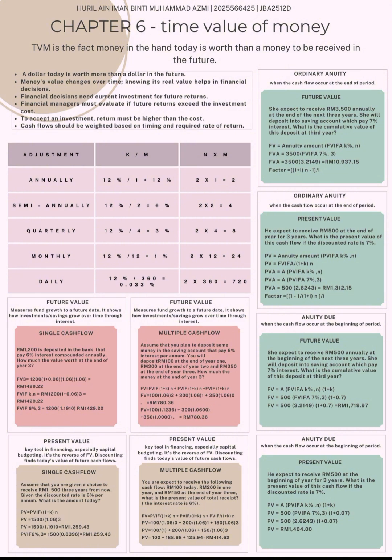For annuity due, we also have future value and present value. For future value, we use A times FVIFA, rate and year, times (1 plus K). For present value, we use A times PVIFA, rate and year, times (1 plus K).